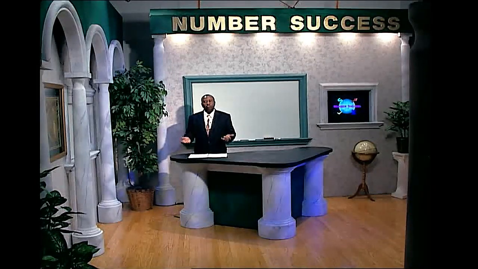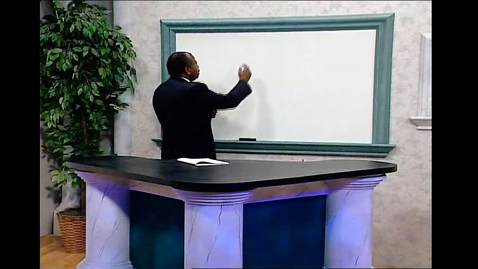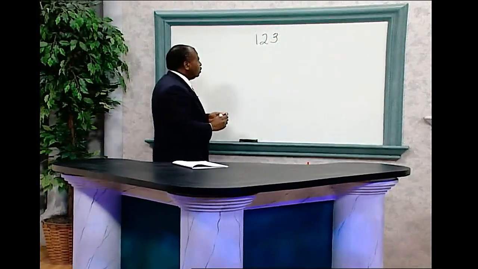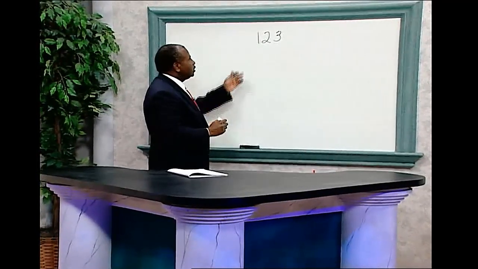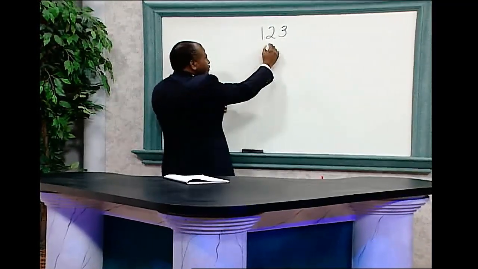Multiplying by one-digit multipliers. The worker needed to cover 3 floors that were all the same size. It took 123 tiles to cover 1 floor. How many tiles does the worker need for 3 floors? It took 123 tiles to cover 1 floor, but the worker wants to cover 3 floors. Therefore, we need to multiply 123 times 3.